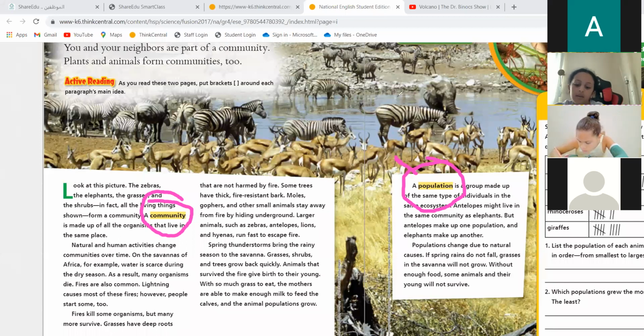Okay. Rima, Basamah. Now tell me, which is bigger, the community or the population? Which is larger? Yes, Rima. Miss Basamah. Which is larger, the community or the population?